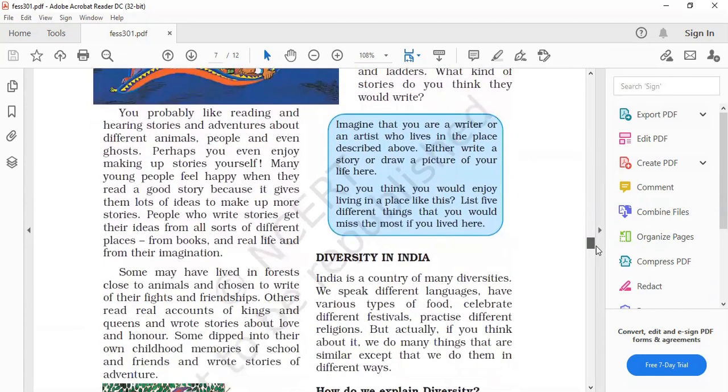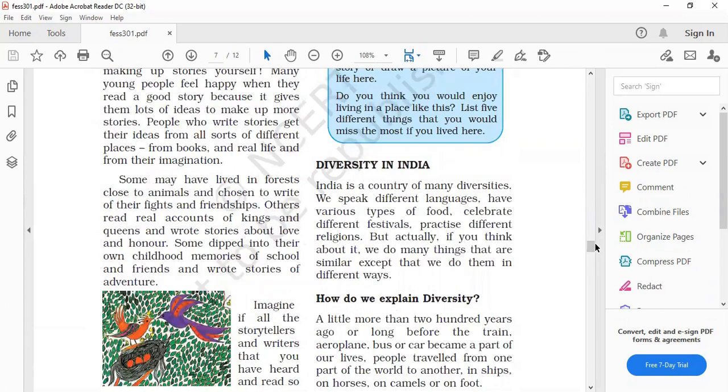Then come here, that is Diversity in India. Here again you can get justification-type questions, like the first question you get: India is a country of diversity, right? Justify your statement. See, it is the first line here. India is a country of many diversities. Justify the statement. So underline the statement, underline the line. It's a very important line.